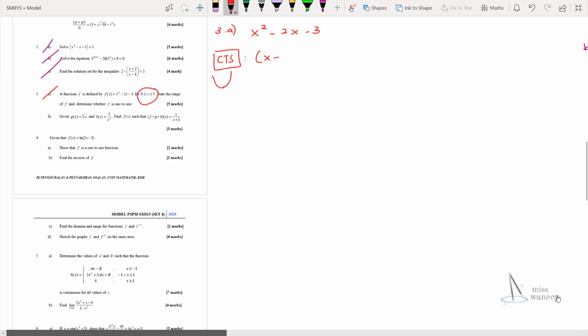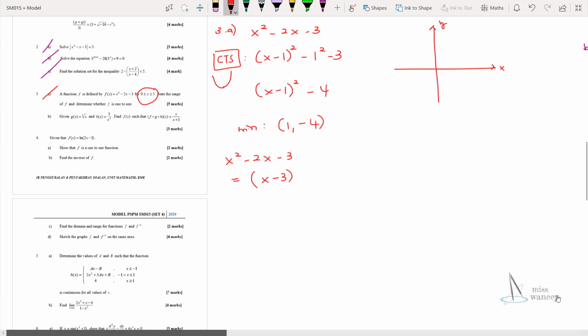So this is (x minus 1) squared minus 1 squared minus 3. So this is (x minus 1) squared minus 4. That means my minimum will be at (1, negative 4). So x, y. Okay, so x squared minus 2x minus 3, you can actually factorize them. So this one will become (x minus 3)(x plus 1). So you will get two values of x, either x equal to 3 or x equal to negative 1.